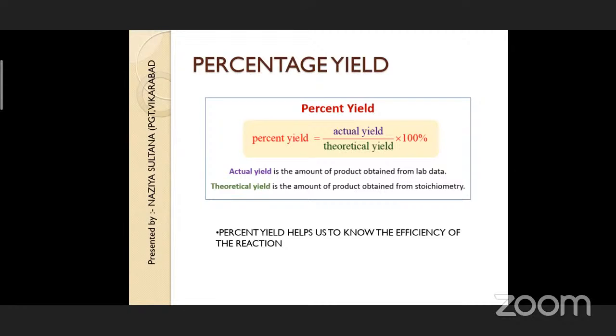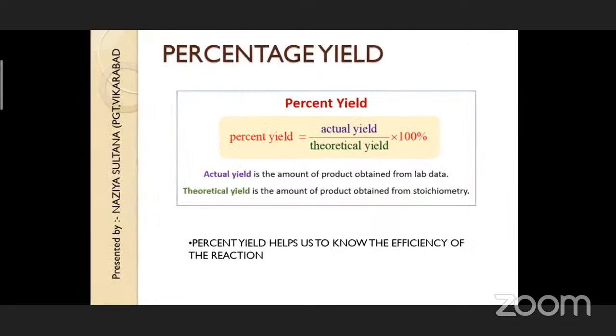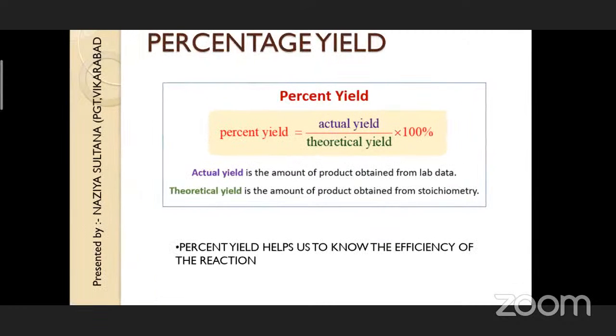That is our theory. But practically, we might get the same amount of product as predicted by the theory, or we can get a lesser amount of product. Okay, so we have to calculate the percentage yield. If we know the percentage yield, we can decide the efficiency of the reaction. If the percentage yield is about 90 to 95%, then we can go for that particular reaction to synthesize the product. Otherwise, we have to go for an alternative method. Okay, so percentage yield will help us to know the efficiency of the reaction.